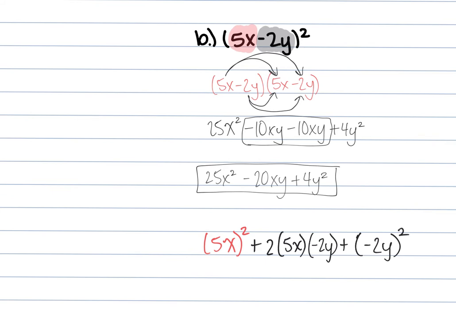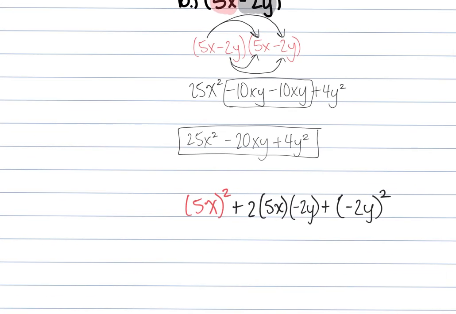Negative 2y. What's 5x times 5x? 25x to the second. And then what's 2 times 5? 10. What's 10 times negative 2? Negative 20. Negative 20xy. And then what's negative 2y squared? Negative 2y squared.